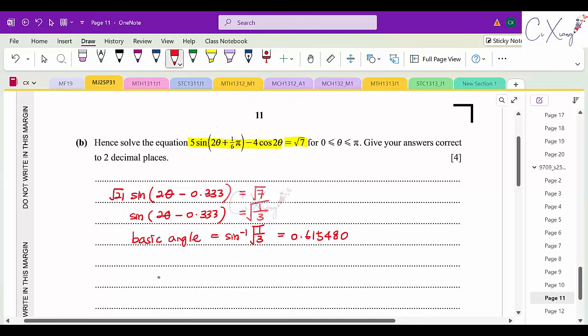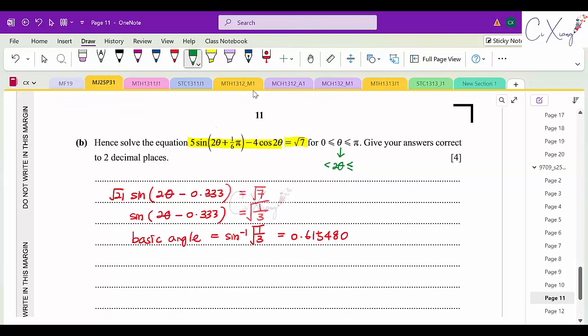Then now I need to go through the quadrants and see which angles I want to accept as my answer. For this question, they are asking the theta is from 0 until pi. But in my equation here, I'm having 2 theta. That means if I want to go through the quadrants, I have to go from 0 until 2 pi. That means one cycle.